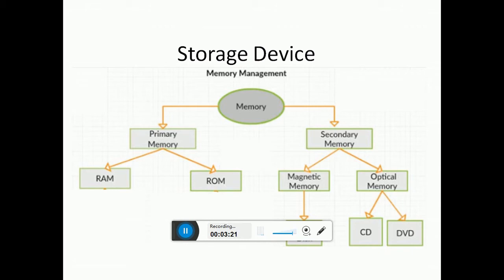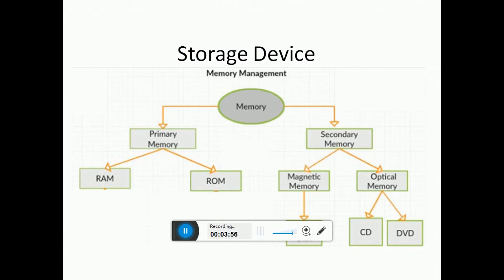Then next we have the storage device. What is the use of this storage device? Storage is mainly for storing data, either for temporary use or for permanent use. Memory is divided into two types: primary memory and secondary memory. Primary memory mainly works with temporary data, while secondary memory works on permanent data storage.